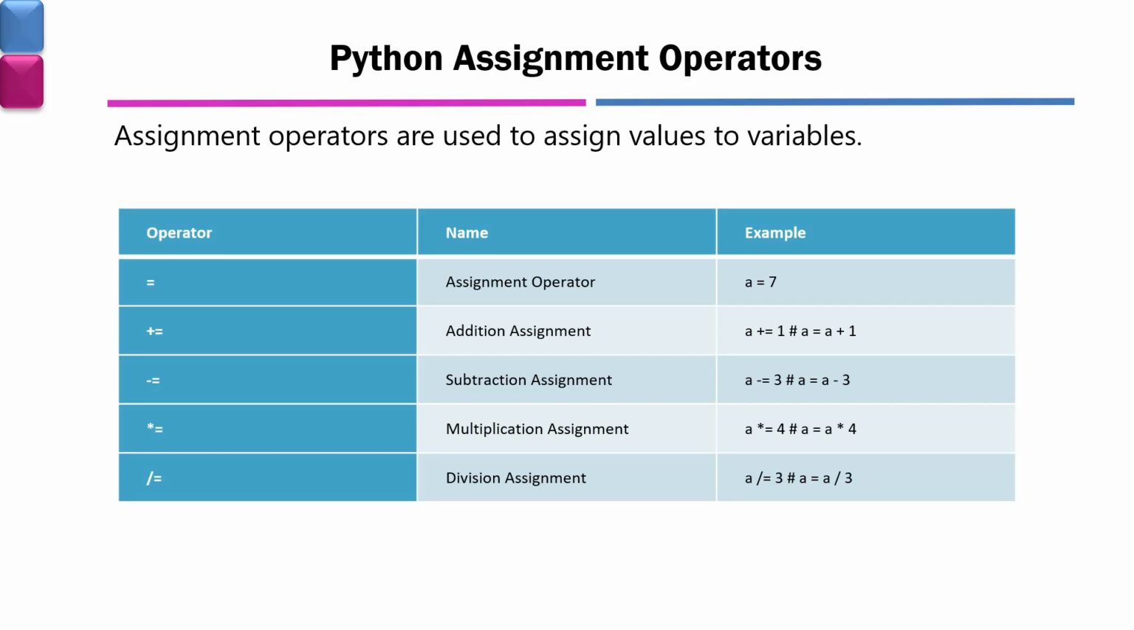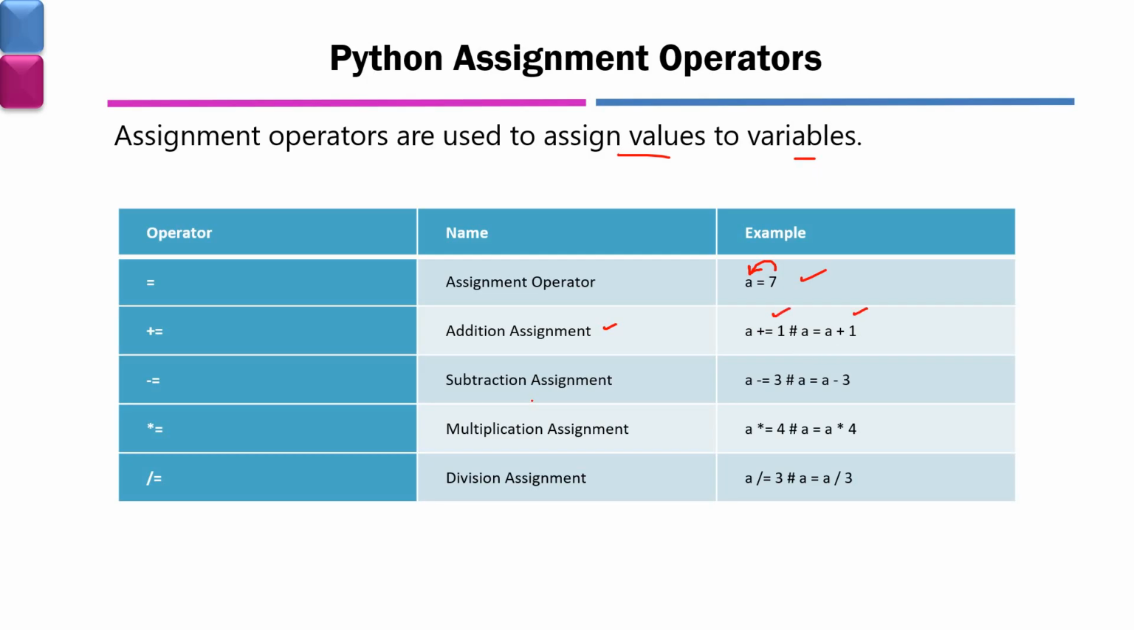Next come assignment operators. Assignment operators are used to assign values to variables. Like a equal to 7. That is an assignment operator. Means you are assigning the value of the right operand to the left operand. Means the value 7 will be assigned to the variable a. Now there are so many other kinds of assignments that we often use in Python, like addition assignment. Whenever I am writing a plus equal to 1, it means a equal to a plus 1.